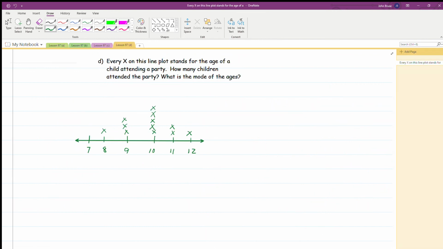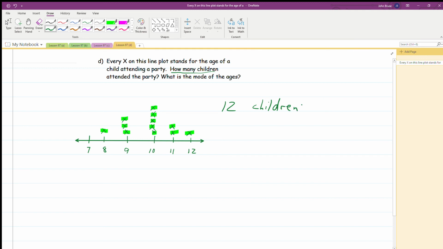This one says, every X on this line plot stands for the age of a child attending a party. How many children attended the party? Okay, so let's start by, let's highlight the numbers as we count them. So there's 1, 2, 3, 4, 5, 6, 7, 8, 9, 10, 11, 12. There were 12 children that attended the party. So our first answer, how many children? It would be 12 children. We just counted them up.